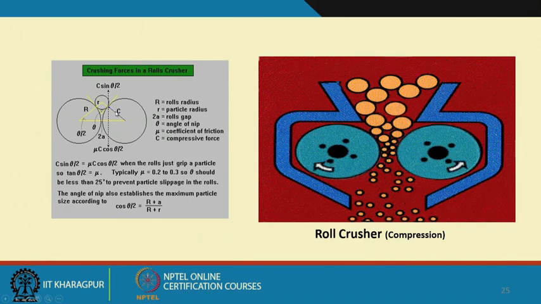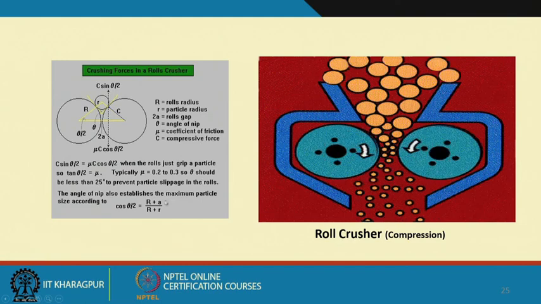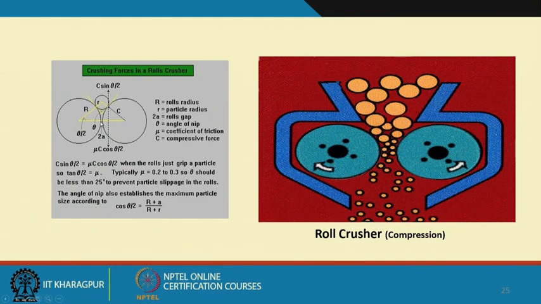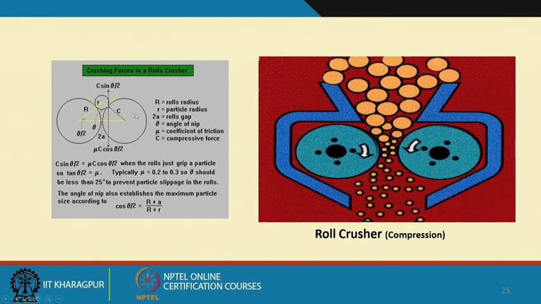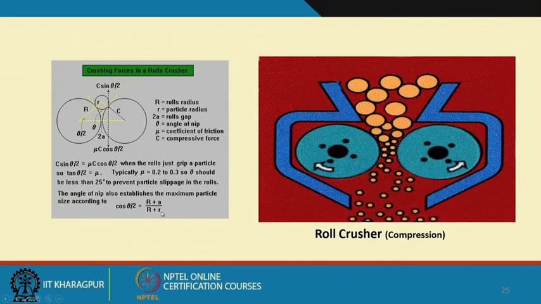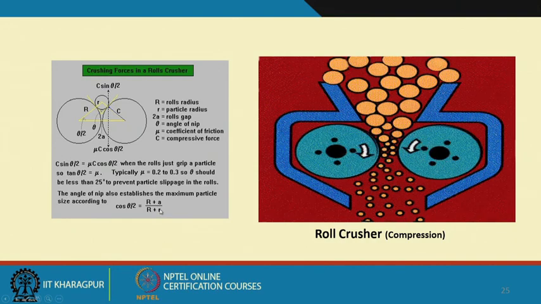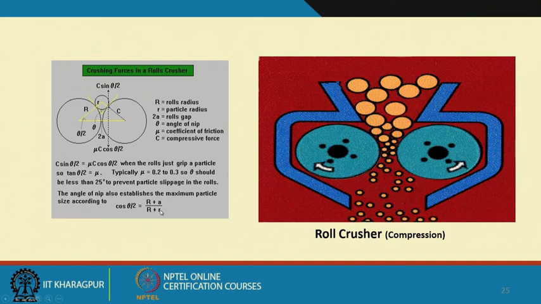From this relationship we can also find out the value of small r. If we know the distance between the two rolls, the angle of nip, and the roll diameter, we can calculate the maximum particle size that can be gripped by this roll crusher.